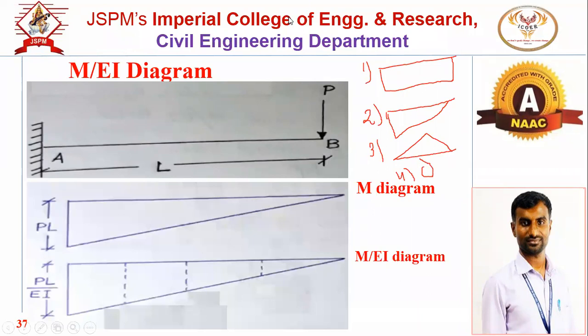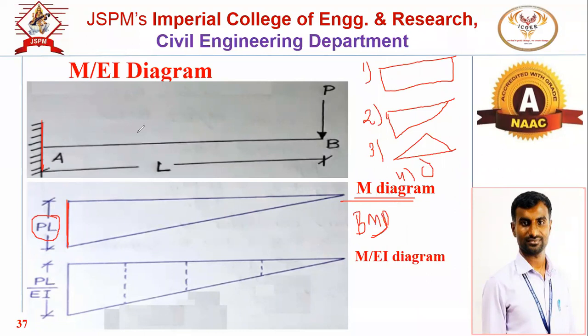Now we know that the bending moment will be maximum at fixed support, and that will be P into L. So PL is nothing but the maximum bending moment at fixed support, or we can say bending moment at fixed support. Now this is nothing but the M diagram, or in simple words, this is BMD. M diagram is nothing but the BMD. Moment diagram or bending moment diagram. Now what is M by EI diagram?